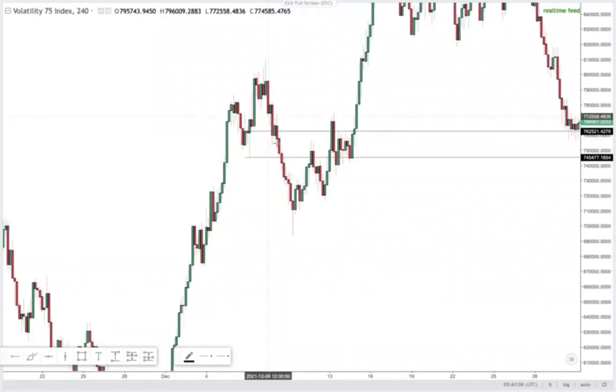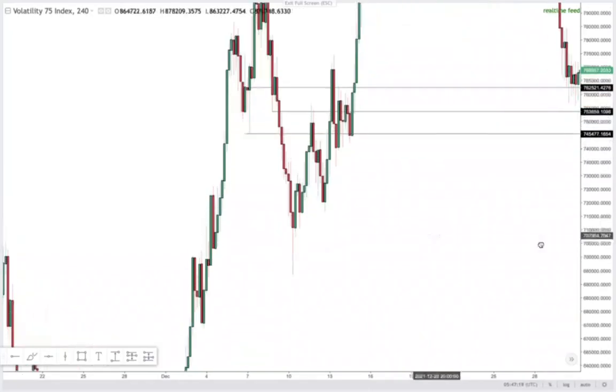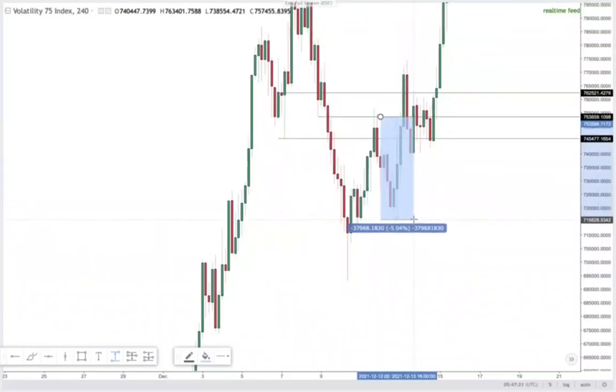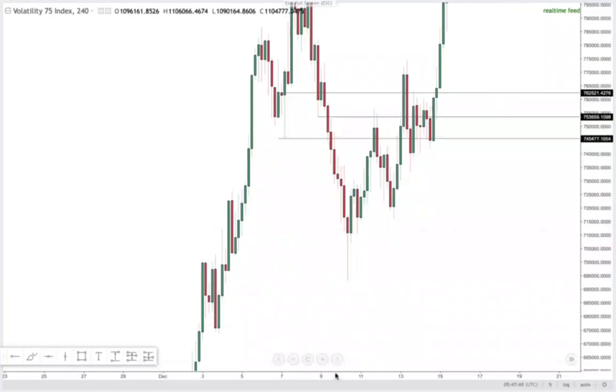Remember, right now our focus is around here, right? So we can see this is the structure we have right here. It's a break and retest structure whereby we could place our entry right here to get this sell from here to somewhere here. It's a lot of pips in V75, from somewhere here to somewhere here. Something like 300 pips.